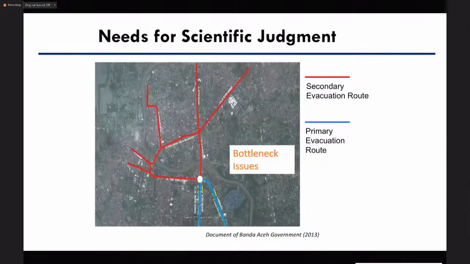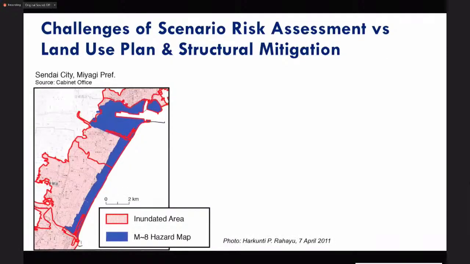But the lesson learned is that we need to have really scientific judgment. How can we calculate all these evacuees going from the secondary evacuation route to the primary evacuation route? We need to calculate the exposure of the people, how many people at risk are living in the area, what the social demography is, and we put everything into the map so we can have better evacuation planning. So this has become critical.